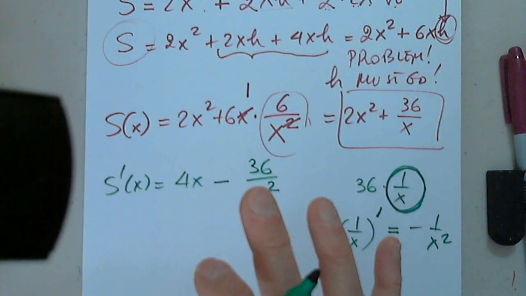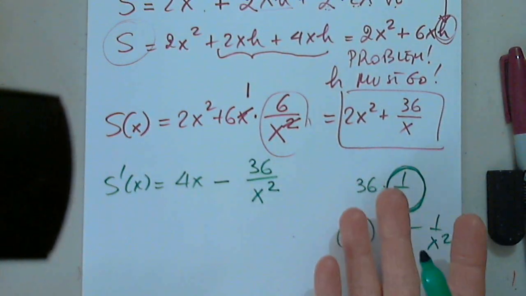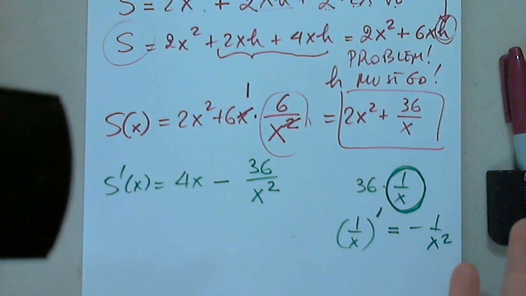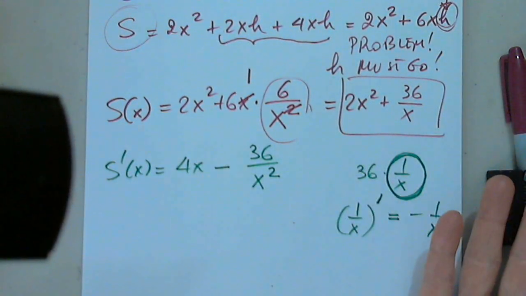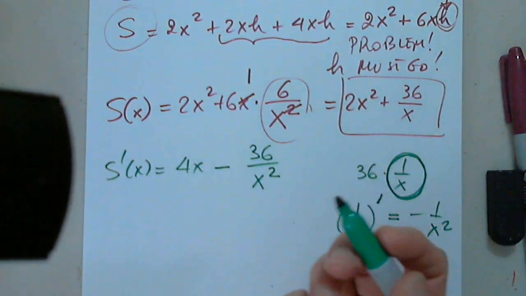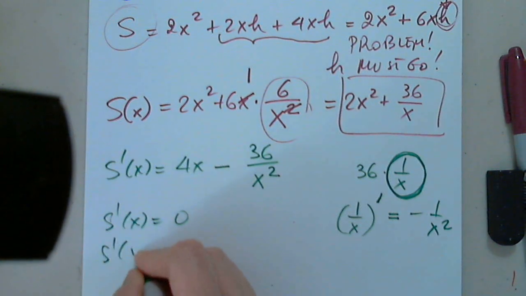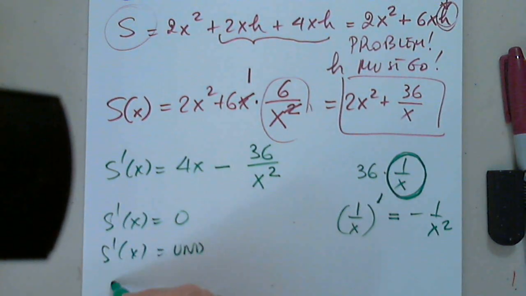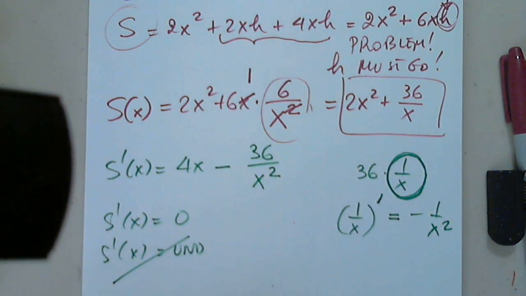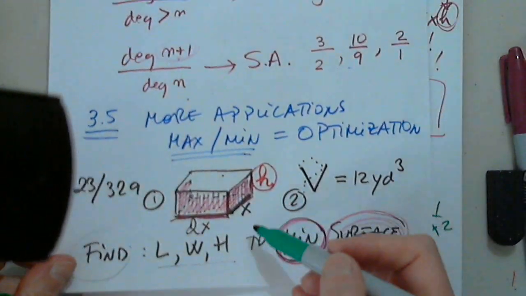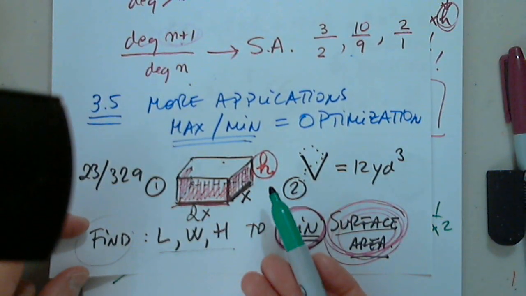Good. Now I need the least common denominator because I cannot set it equal to 0 like that. I mean, I could, but we can because there are only two terms. Otherwise, if there are 3 terms, I can't. But with 2 terms, we can go ahead and just write s prime of x equals 0 and s prime of x being undefined. Undefined cannot be because when x is 0, the width is 0, the length is 0, I don't have a container.